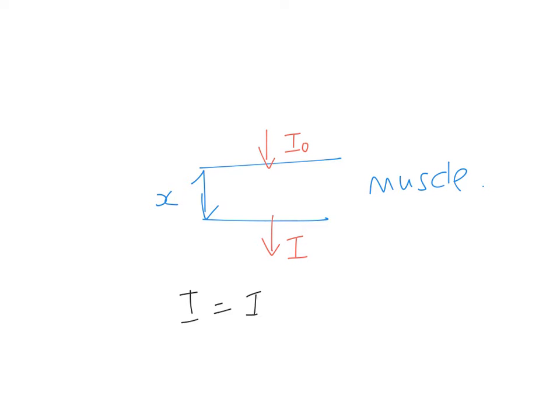So let's assume we have this layer of muscle with thickness of x. Now, the initial intensity before passing through this muscle is I naught, and after passing through muscle of thickness x, surely the remaining intensity will be less, and let's call it I. So why is the remaining intensity less? Because it's been absorbed by our muscle. So we say that this is called attenuation that causes your intensity to drop. So the formula is I equals I naught e to the power of negative mu x.